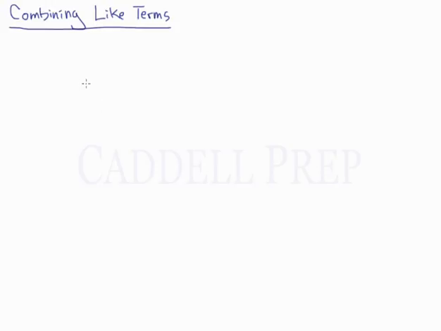In this lesson, we'll go over combining like terms. So what does that mean? That means we're just going to add. So we're adding monomials with the same variable and exponent combination.